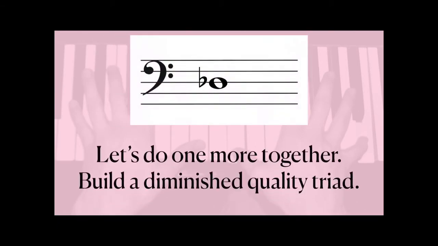Let's do one more together. Build a diminished quality triad. That D flat is our root, so we need some kind of F and some kind of A above. We also know that we need a minor third on the bottom, a minor third on the top, and a diminished fifth between the root and the fifth in order for the quality of this triad to be diminished.